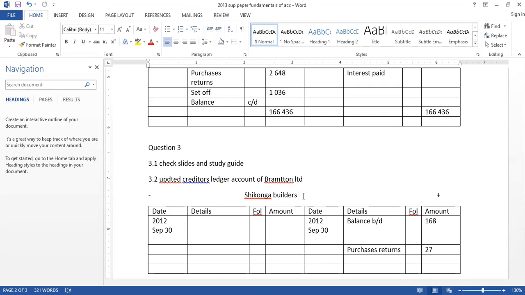But where do we record that? It will be in the reconciliation statement because that's an error made by the creditors, an error made in the supplier statement, and therefore it will be adjusted in the reconciliation statement.